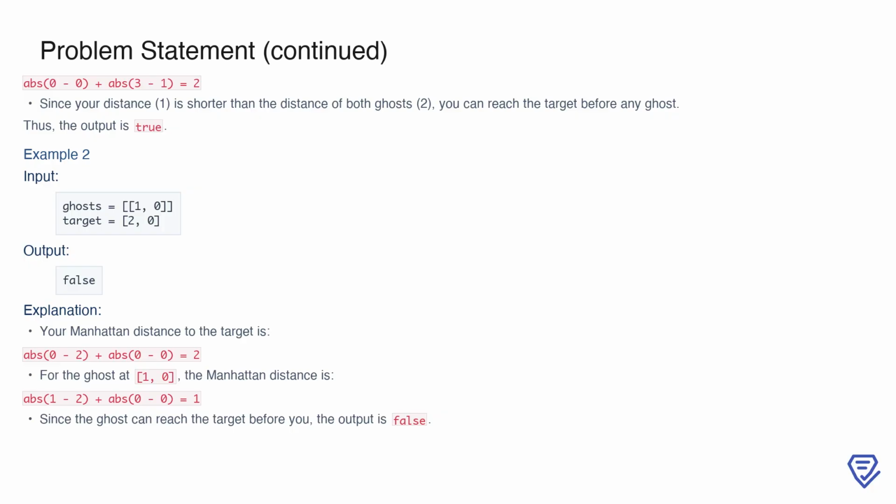Now let's consider another example. Here, the ghost starts at 1, 0, and the target is at 2, 0. Your Manhattan distance to the target is abs(0 to 2) plus abs(0 to 0), equals 2. For the ghost, the distance is abs(1 to 2) plus abs(0 to 0), equals 1. Since the ghost's distance is shorter than yours, the ghost can reach the target before you. As a result, the output is false in this scenario.